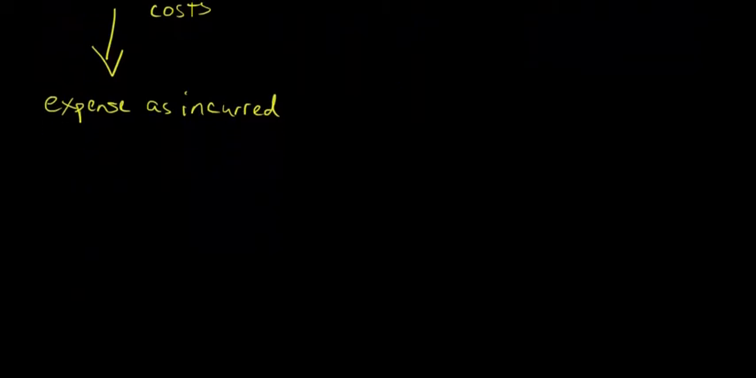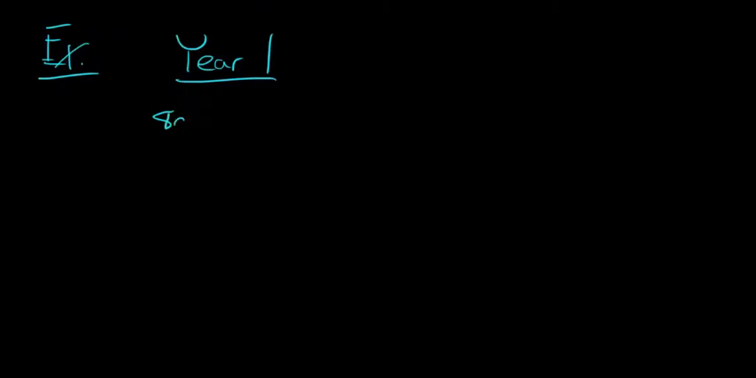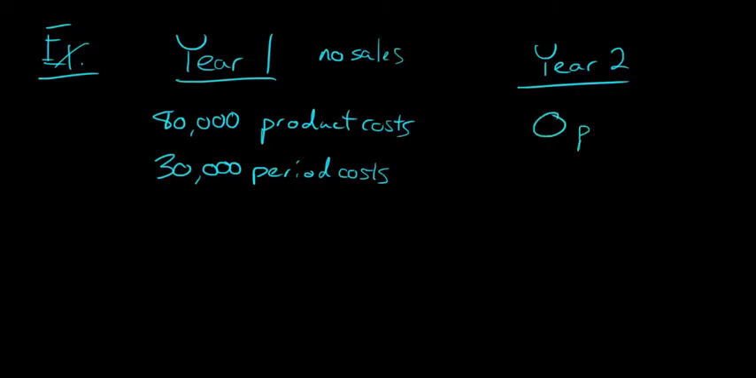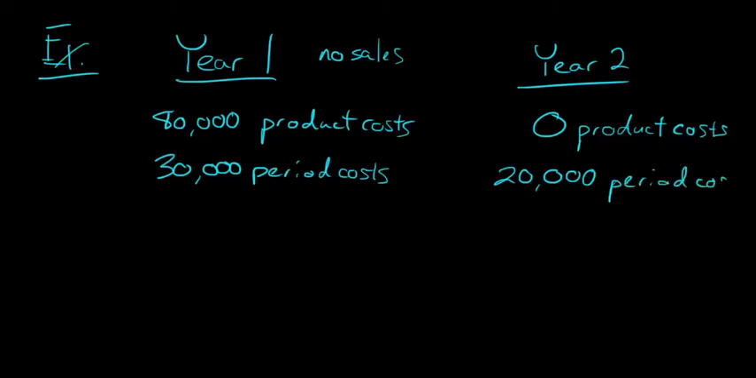So let's do a short example here. That might make this a little easier to understand. In our example, let's look at a simple firm with 2 years. In year one, let's say we have $80,000 in product costs, and then let's say we have $30,000 in period costs. Now we don't sell any of the product, so there's no sales. We just make the product in year one. In year two, we're not going to have any product costs at all. Let's say there's zero, for whatever reason we decide to stop producing. No product costs, and then we have $20,000 in period costs. This will make it an easier example to understand.